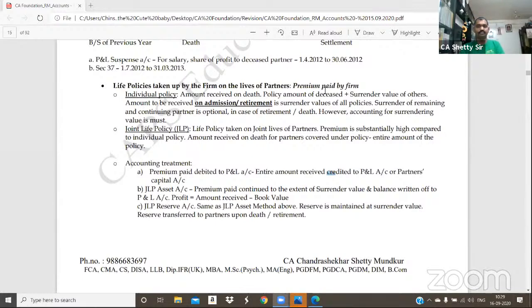Next line. Z dies. XYZ, Z dies. 90 lakh received. Small a. 90 minus 30, 60 lakh.